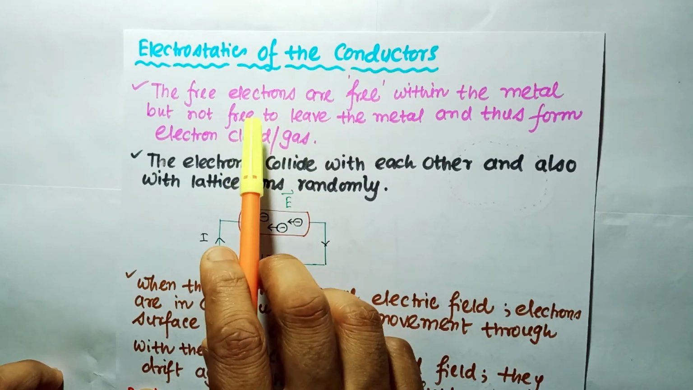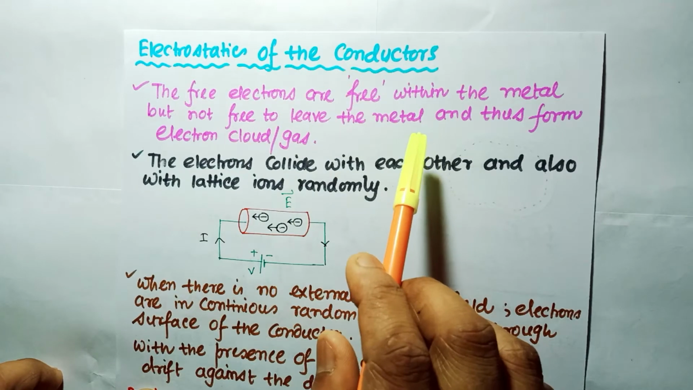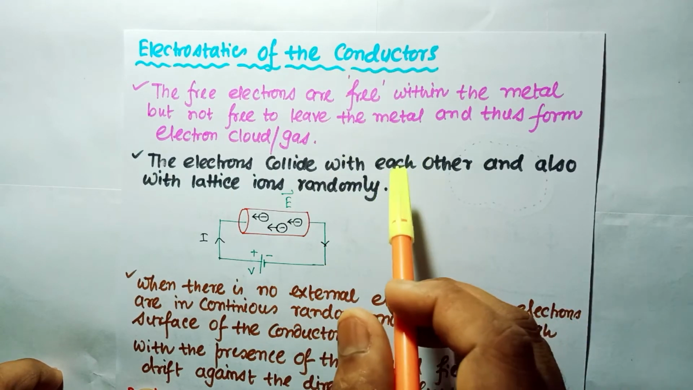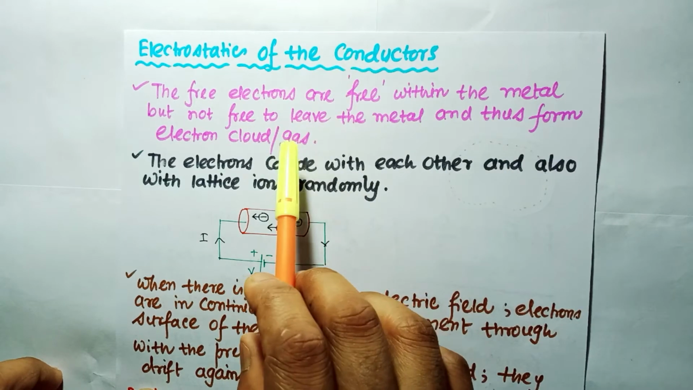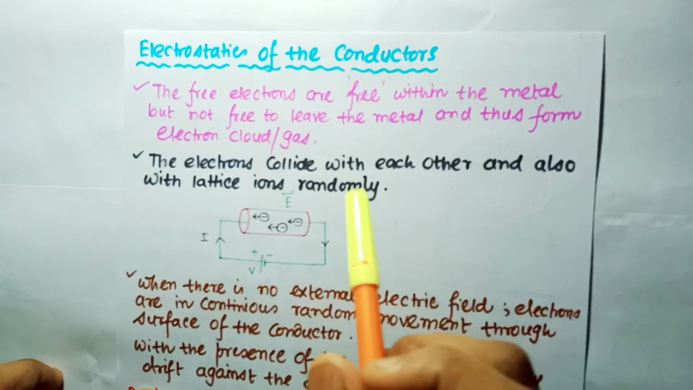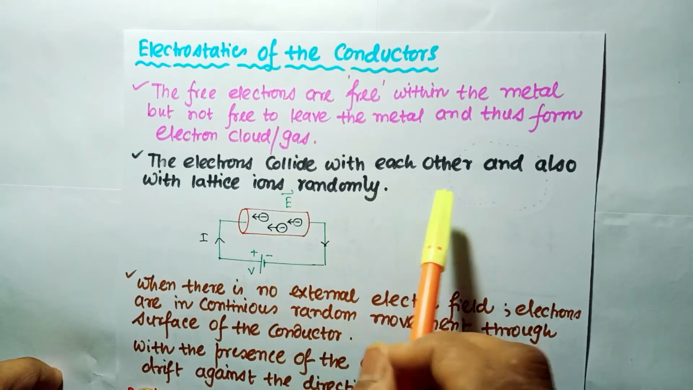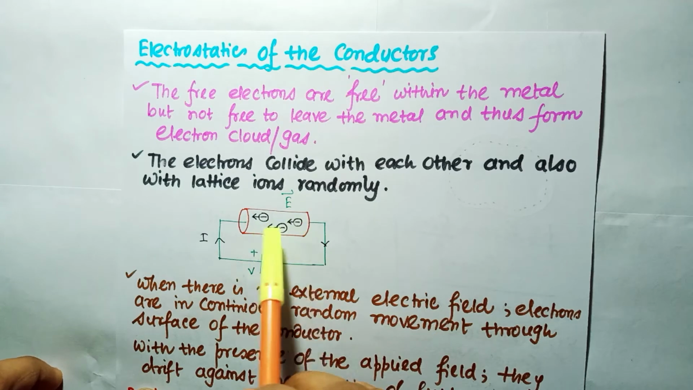The free electrons are free within the metal but not free to leave the metal, because there is some small attraction between the nucleus and the electrons. Thus they form an electron cloud or gas, and the electrons collide with each other and also with the lattice ions randomly. Suppose you can see from the figure there is a conductor.